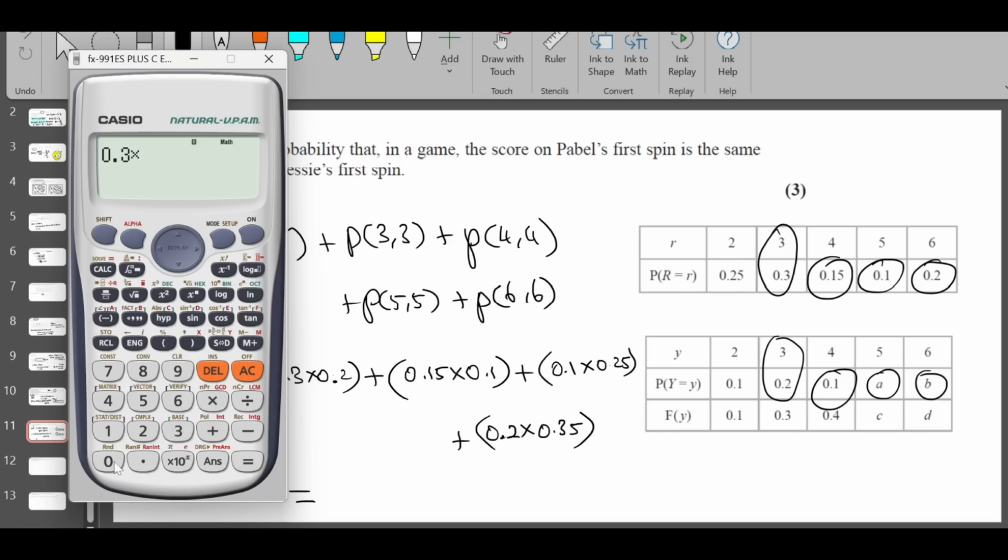0.3 times 0.2, 0.15 times 0.1, plus 0.1 times 0.25, you have to be very careful if you put it in the calculator, plus 0.2 times 0.35. So the answer is 0.17. I hope I did everything properly.